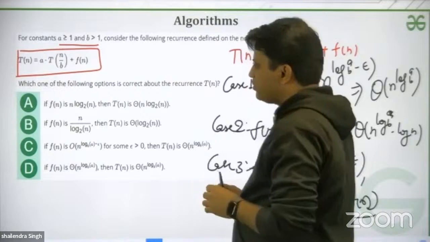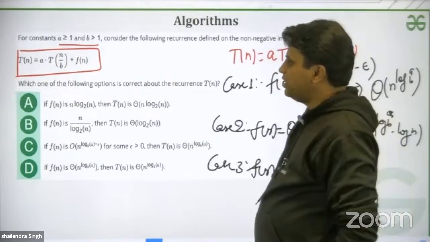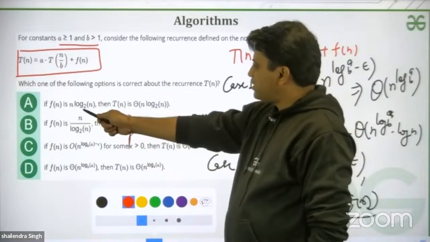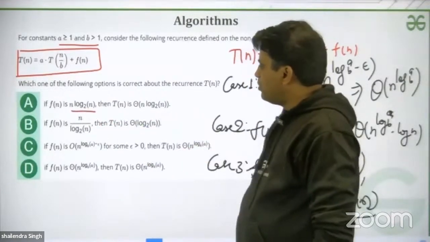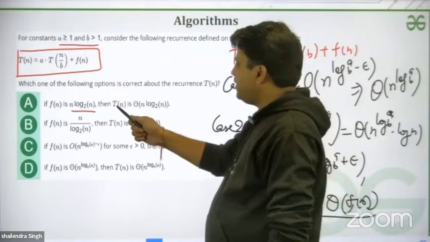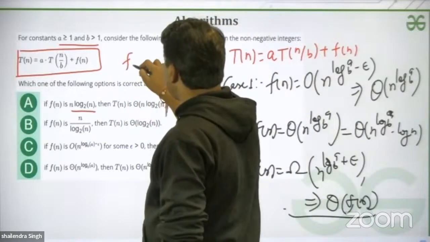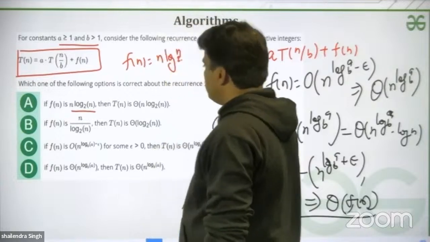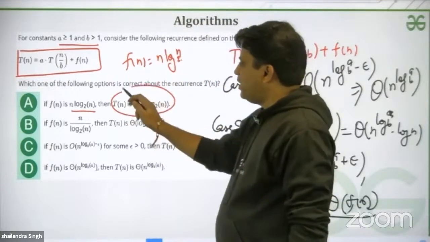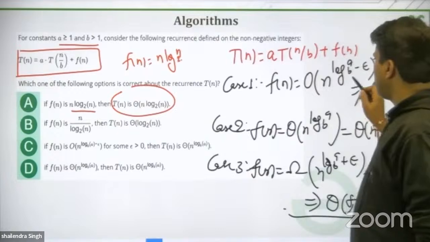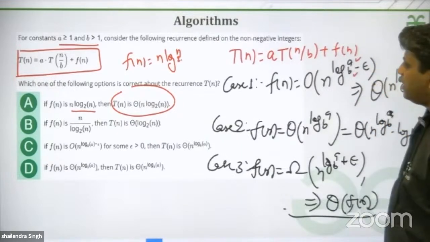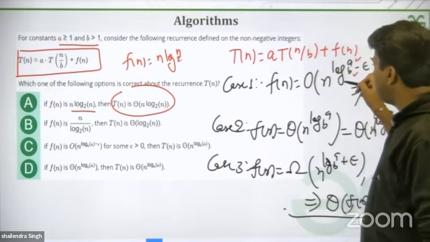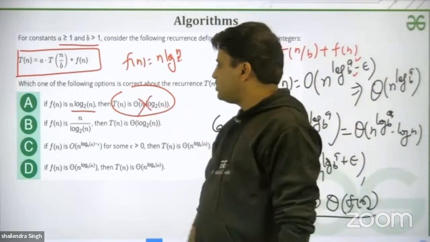So directly this question has been asked on the master method. Which of the following is correct? First option: f(n) is n log n base 2 if T(n) equals this. My dear student, you cannot judge without a and b. You need a and b both given. Here a and b both are missing, so you cannot judge that the answer is this, because you need a and b constants.